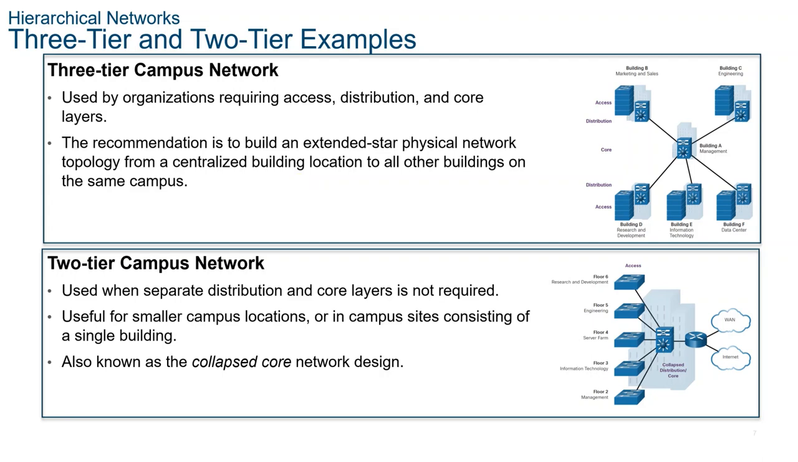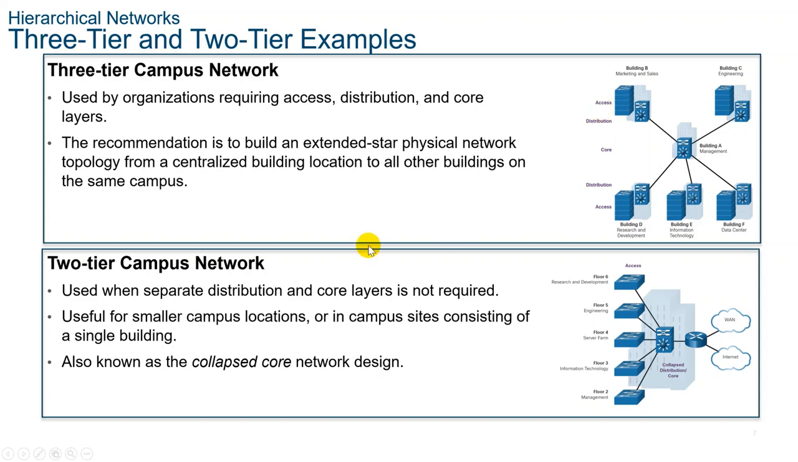Now, a three-tier campus network design is for organizations where the access, distribution, and core are separated layers. To build a simplified, scalable, cost-effective, and efficient physical cable layout design, the recommendation is to build an extended star physical network topology from a centralized building location to all other buildings on the same campus. So again, when you say a three-tier campus network design, you have to adopt the three layers: core, distribution, and access.